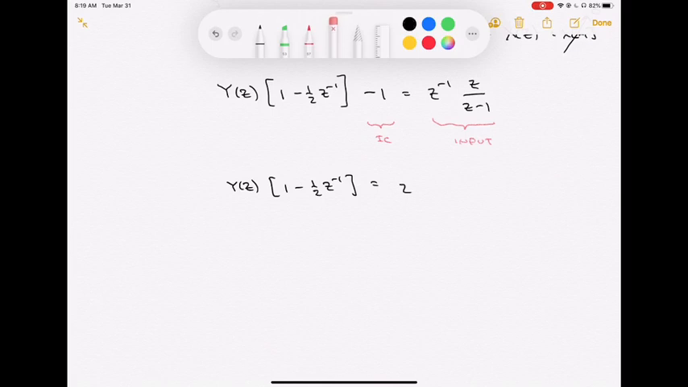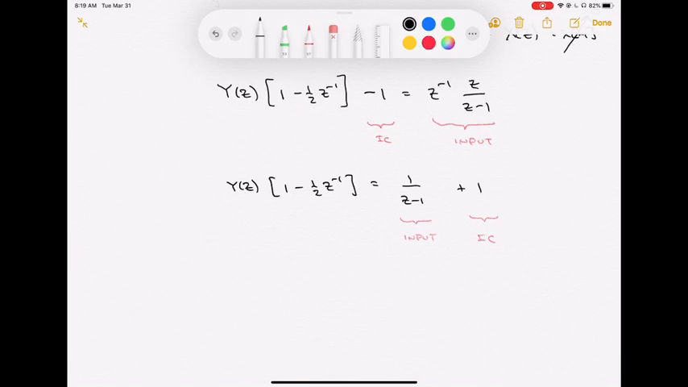Well, let's go ahead and take care of that as well. If I take z to the minus 1 times z, that's just going to give me 1, and I'm left with a 1 over z minus 1, and then I'm going to have a plus 1. Again, if I wanted to maintain a little bit of accounting of where things came from, that 1 over z minus 1 came from the input part, and that 1 came from the initial condition.